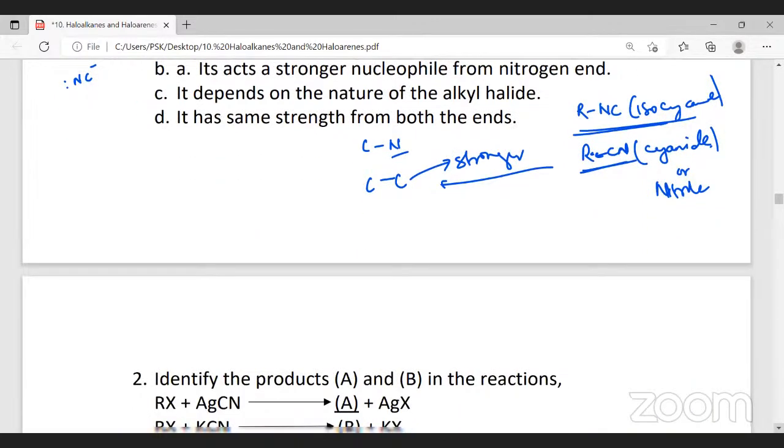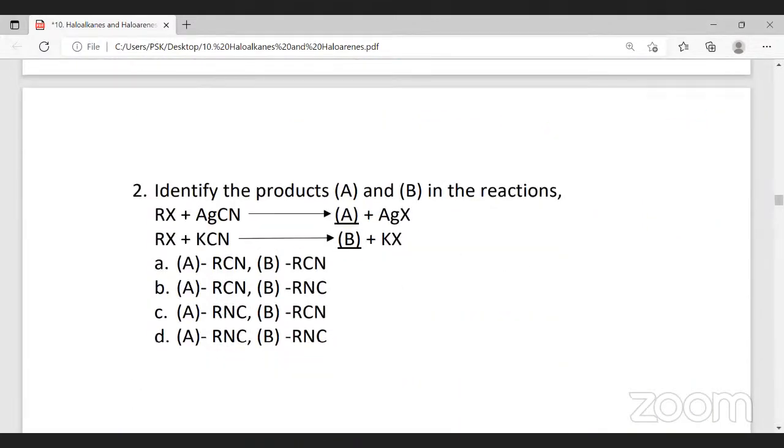The second question is: identify the products A and B in this reaction. Someone tell me the answer for A and B. Quickly, I have taught you this reaction in the previous classes. We have learned this reaction. Option B or D? Option B.